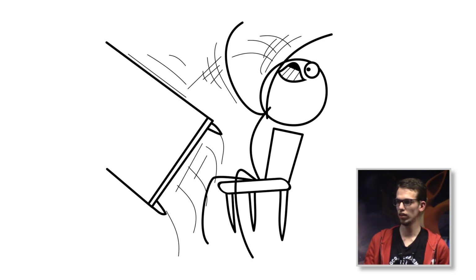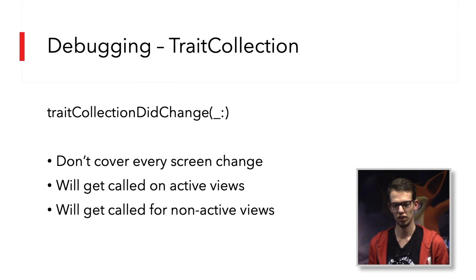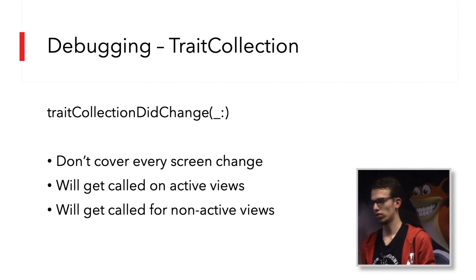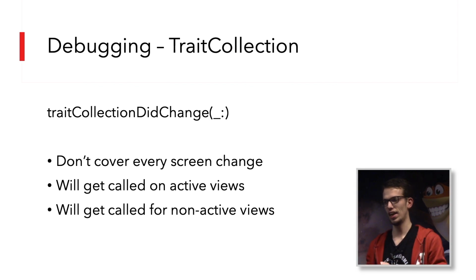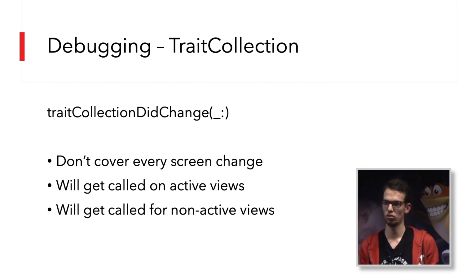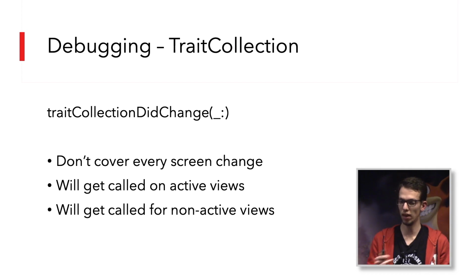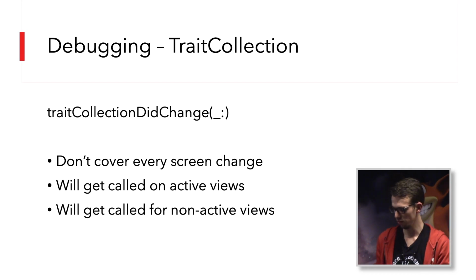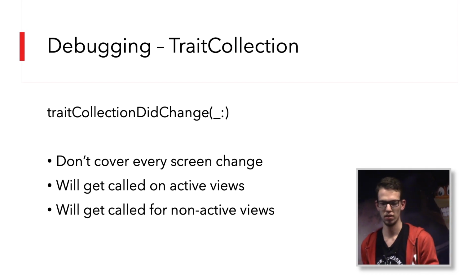After some debugging, we've noticed that traitCollection doesn't cover every screen change, because as we saw, sometimes you don't get the callback. But it will get called for all your active views and inactive views. So if you have a view controller that's presented and you're updating your layout, then navigating back, the presented view controller will also get the notification that, hey, your screen size changed, let's update our UI. So this is a little bit better than before, but it's still not what we want.